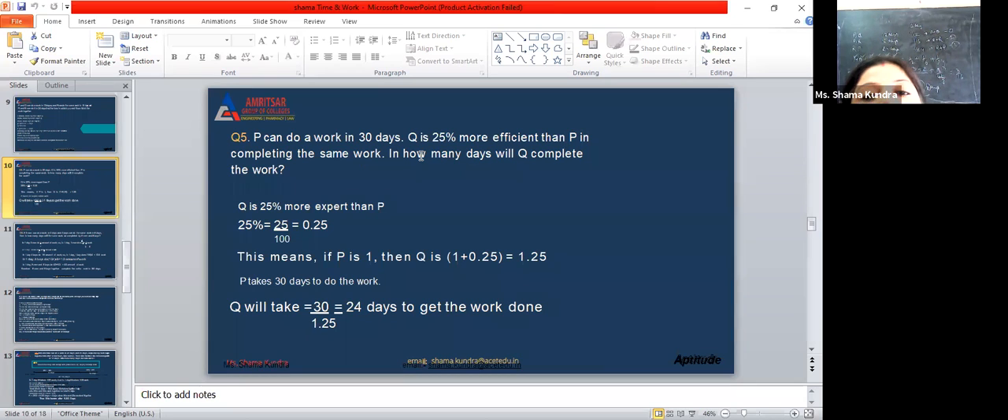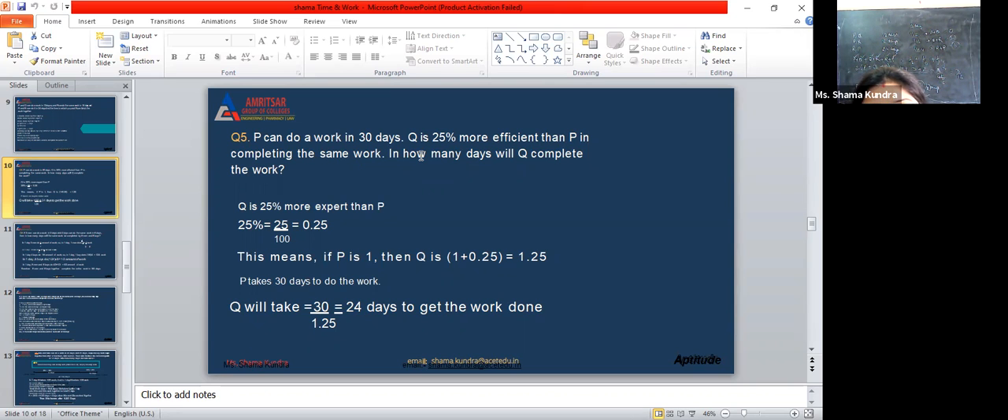So in one day, how much work is done by P? Simply invert: 1 by 30 amount of work is done by P in just one day. Now they have given that Q is 25% more efficient than P. That means if P is working at 100% efficiency, then Q would be 25% more. That is 100 plus 25, meaning 125%. So if P does 100% amount of work, then Q does 125% amount of work.